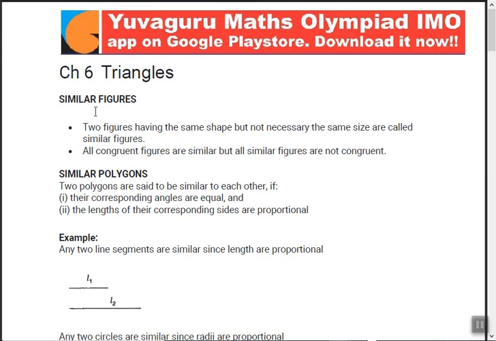So, triangles, similar figures. Triangles basically mean three sides combined together. You might know by now what triangles are. Similar figures: what do you mean by similar? Similar means they should not be of the same size, but they should look similar. Understand the difference between congruence and similar. Congruence means they should be of the exact same length, same height, same width, everything the same. Similar means they can be of different dimensions, but they should look the same.